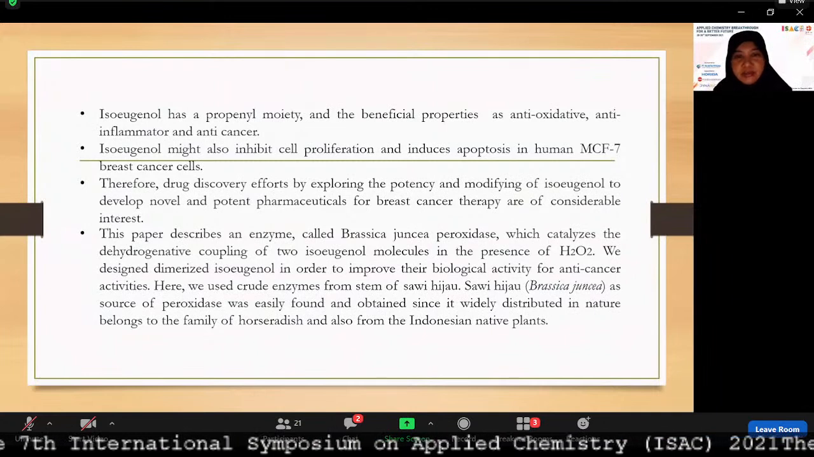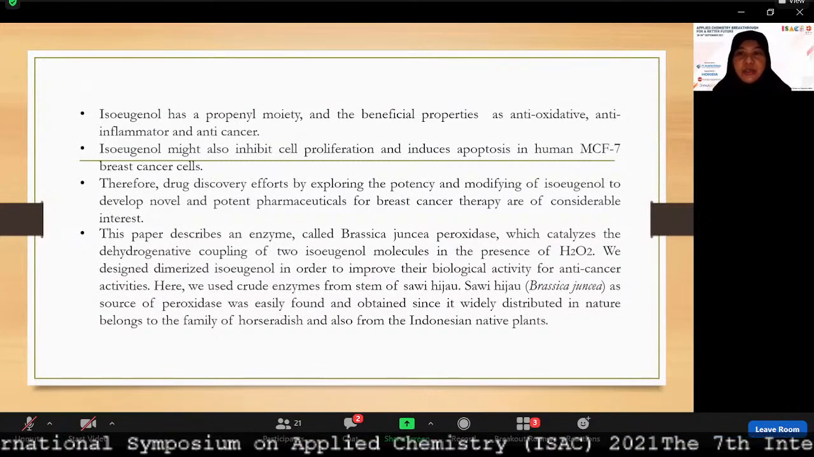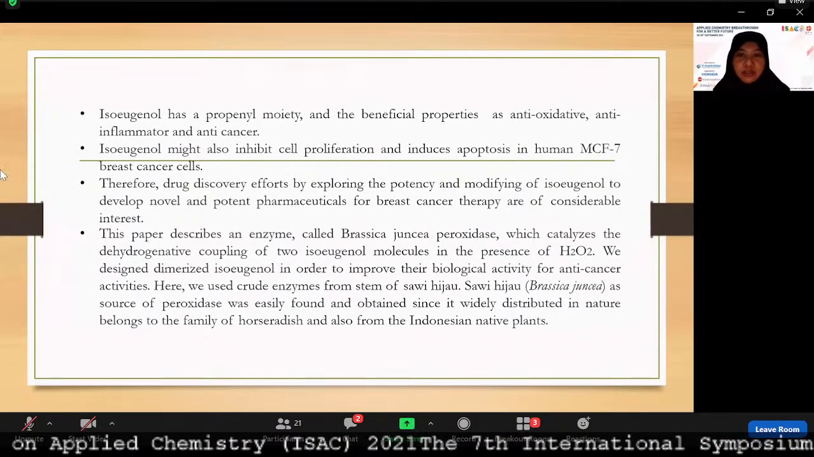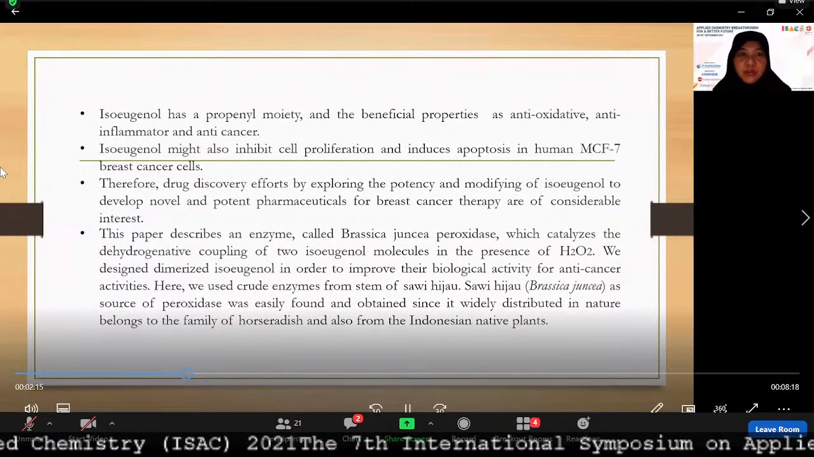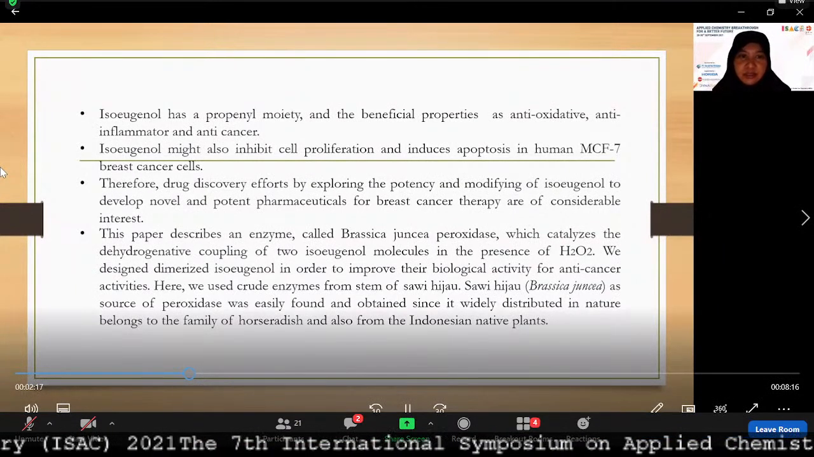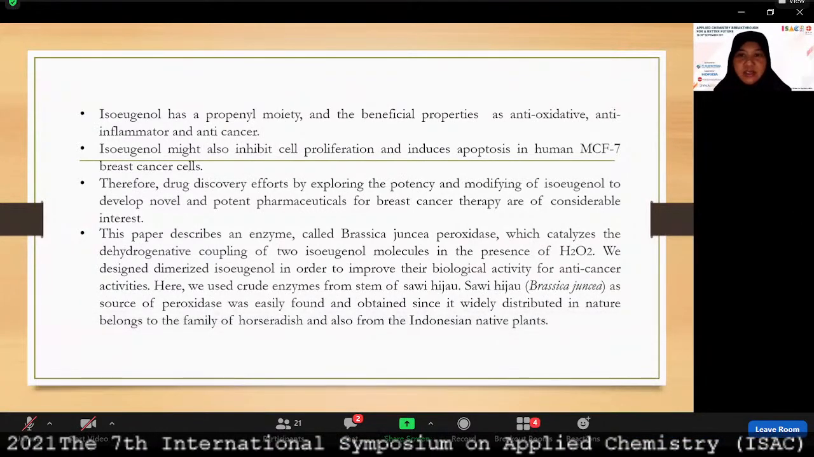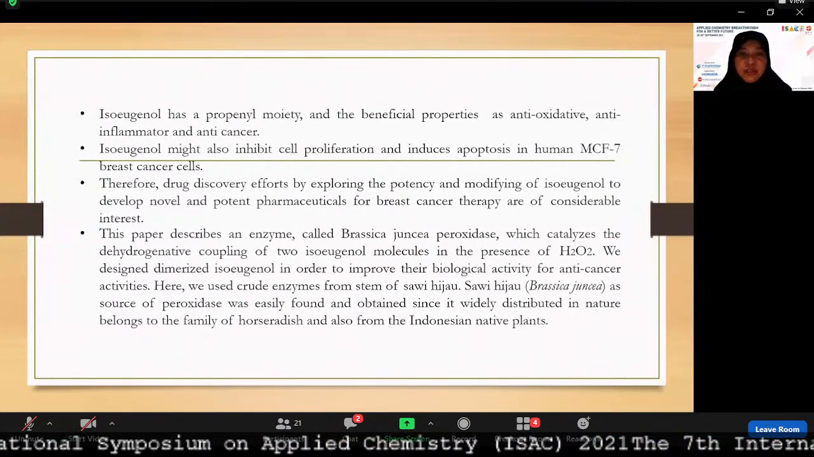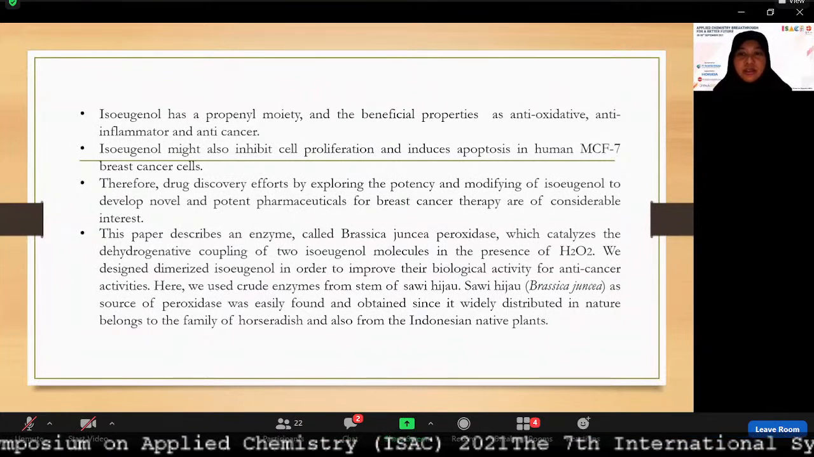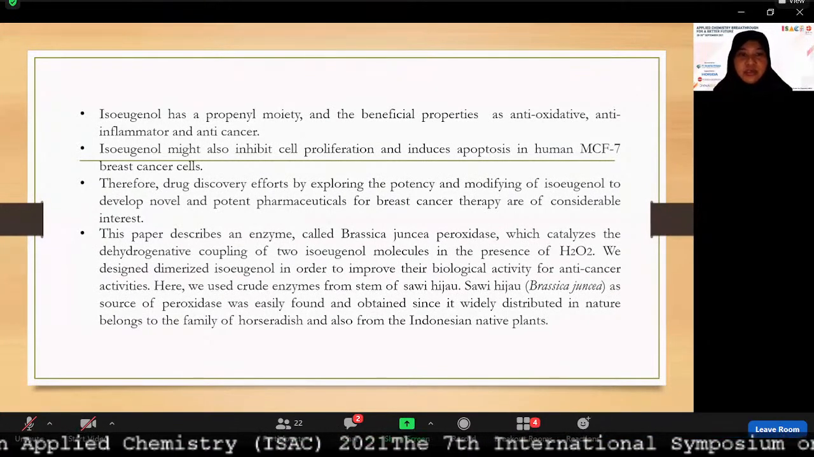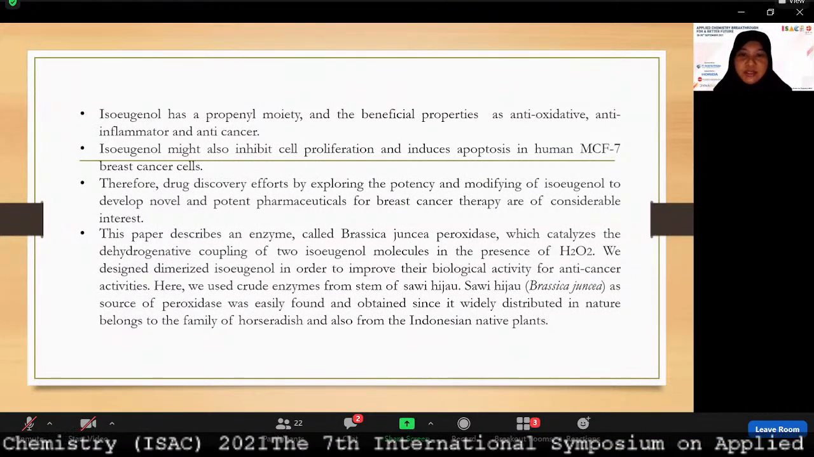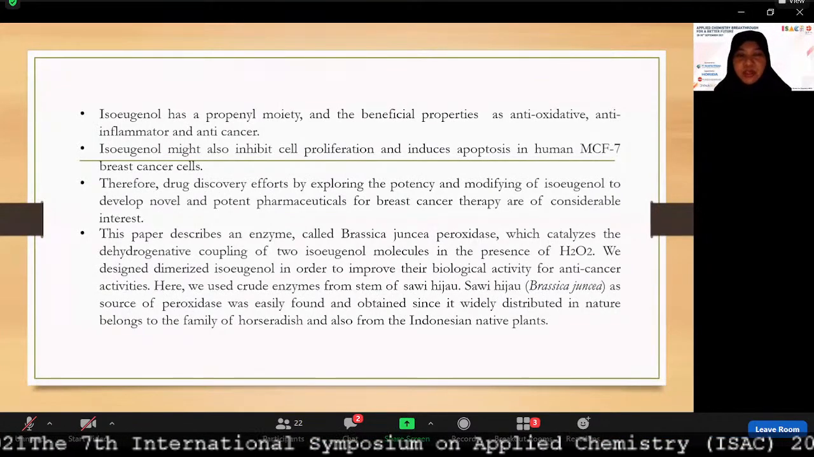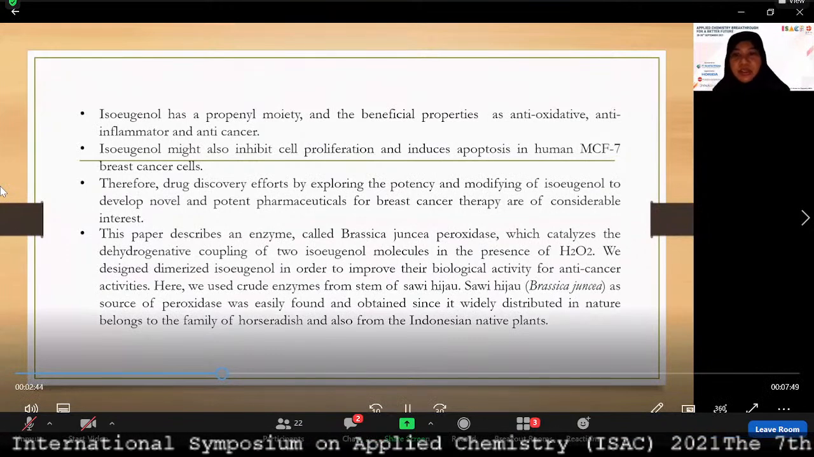Pepper described an enzyme, peroxidase, which catalyzes the dehydrogenative coupling of two isoeugenol molecules. We designed dimerized isoeugenol in order to improve their biological activity for anti-cancer activities. Here we use root enzyme from stem sawi hijau, Brassica juncea. A source of peroxidase was easily found and obtained since it is widely distributed in nature, belongs to the family of horseradish, and is also from Indonesian native plants.